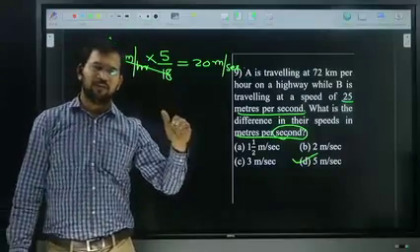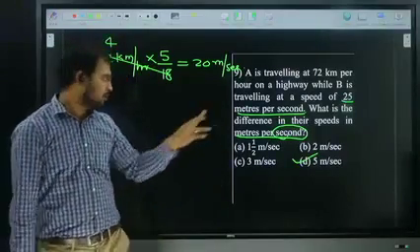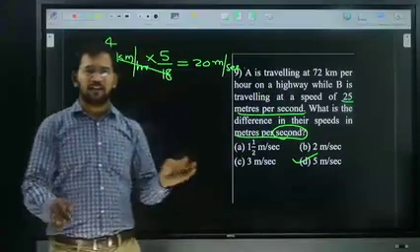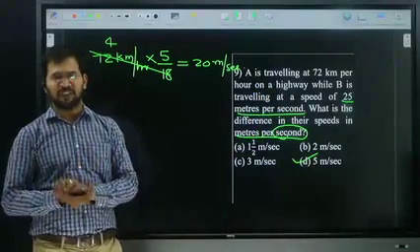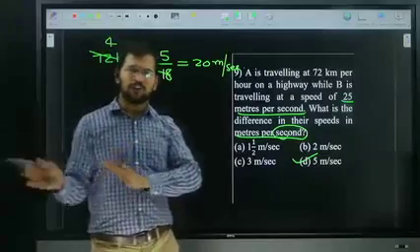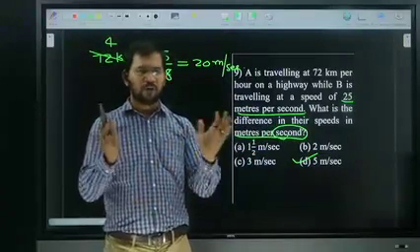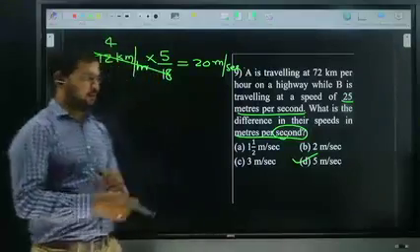So if they ask for the difference in kilometers per hour, I convert them into kilometers per hour. All of you clear? They're asking for the answer in terms of meters per second. According to the options, we are going to move and convert. All of you clear? And we know how to convert. Okay?